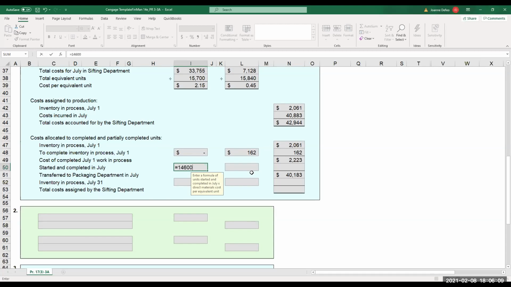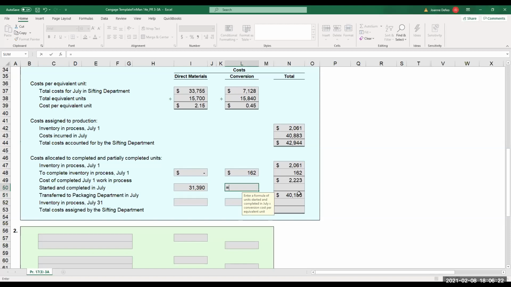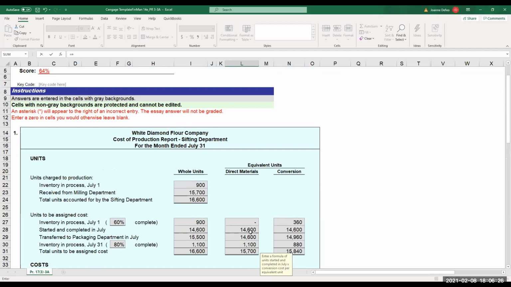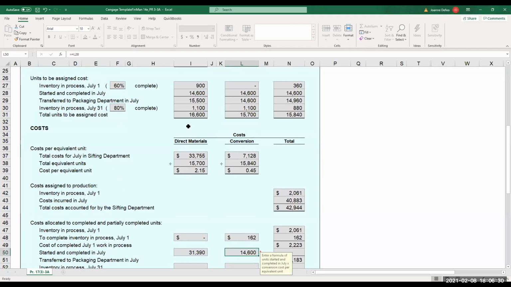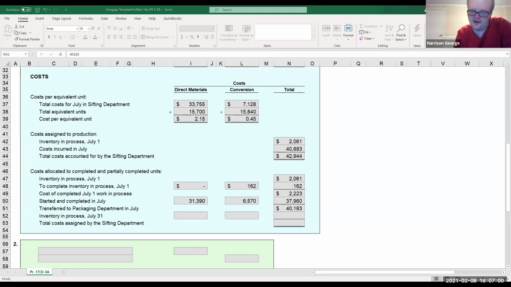14,600 times this 215 because in July they had no material, no conversion cost. We have to do everything for whatever was done in July. Here, we're going to take equal plus. Let's go back up here, 14,600, and we're going to times that by the conversion amount of 45 cents, and we get 65.70. So now we add these two across. What does 2,223 plus 37,960 equal? It equals that exact number down there. Good. Yes, you are correct. It equals the 4,183. Remember, they gave us that number. That was a gift. So then we're on the right track.